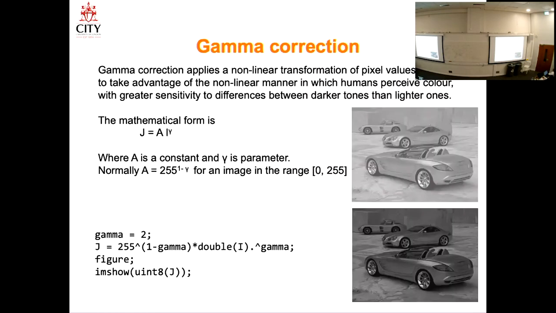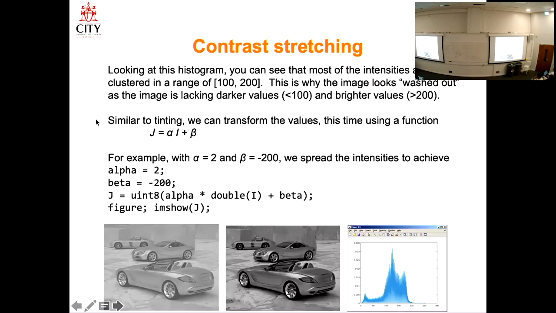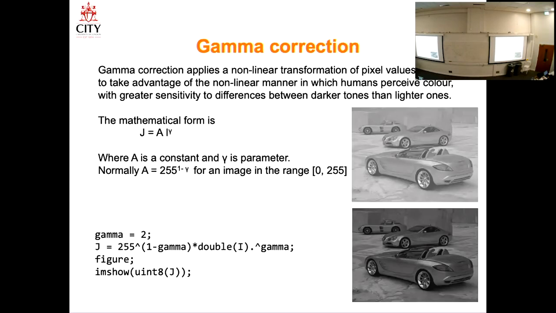Just equalizing the histogram. There is another way of doing it, gamma correction. But to come up with those numbers, 2 and minus 200, it's something that I did. If you want to come up with it yourself, you have to find a way to do it automatically. Another way we can do is gamma correction. We will talk about it automatically.